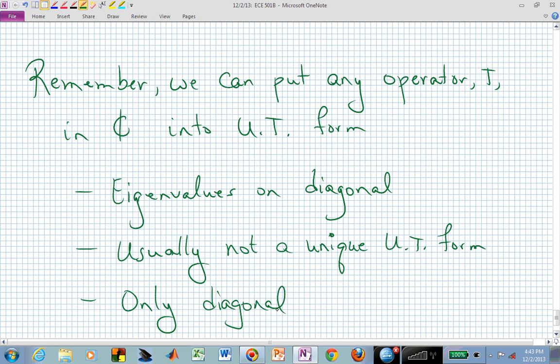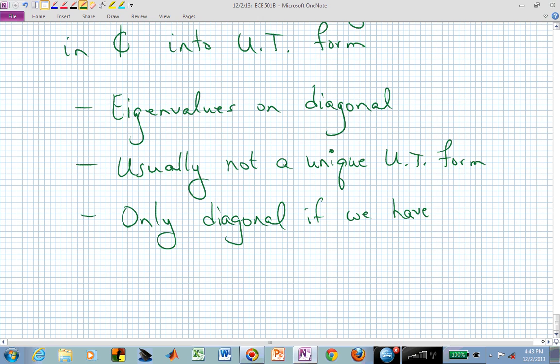But our matrix is only diagonal if we have enough regular eigenvectors, and we don't have to dip into this new concept of generalized eigenvectors. We only have a diagonal matrix if we have enough regular eigenvectors.